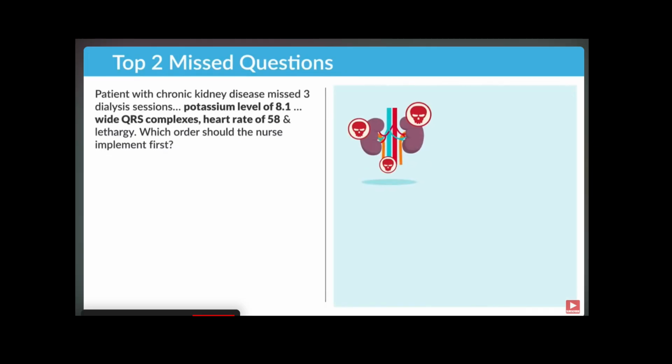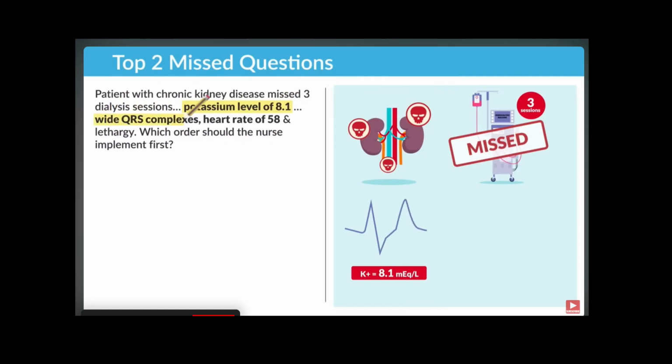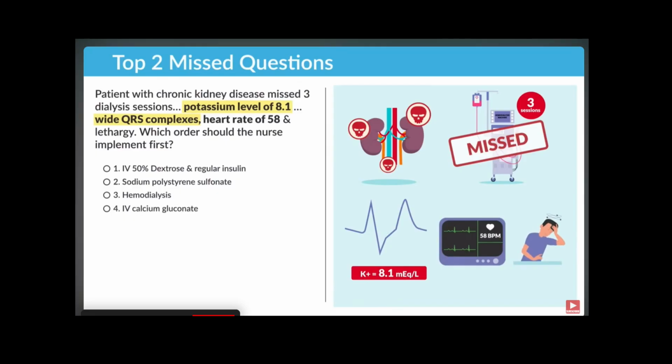Let's review some of the most commonly missed NCLEX questions, pulled from our Simple Nursing question bank, written by actual NCLEX writers. So question number 1, a patient with chronic kidney disease missed 3 dialysis sessions. With key terms here, potassium level of 8.1, wide QRS complexes, a heart rate of 58, and lethargy. Which order or prescription should the nurse implement first?